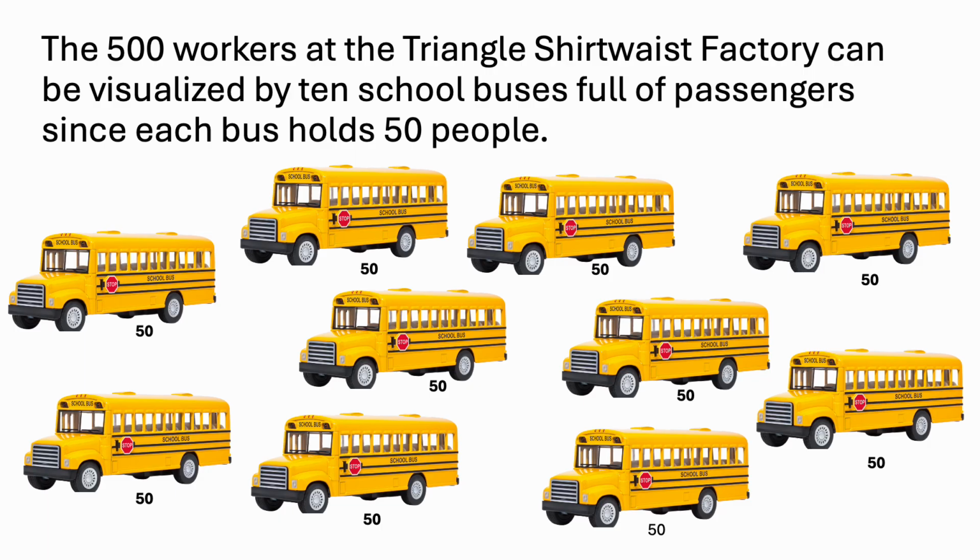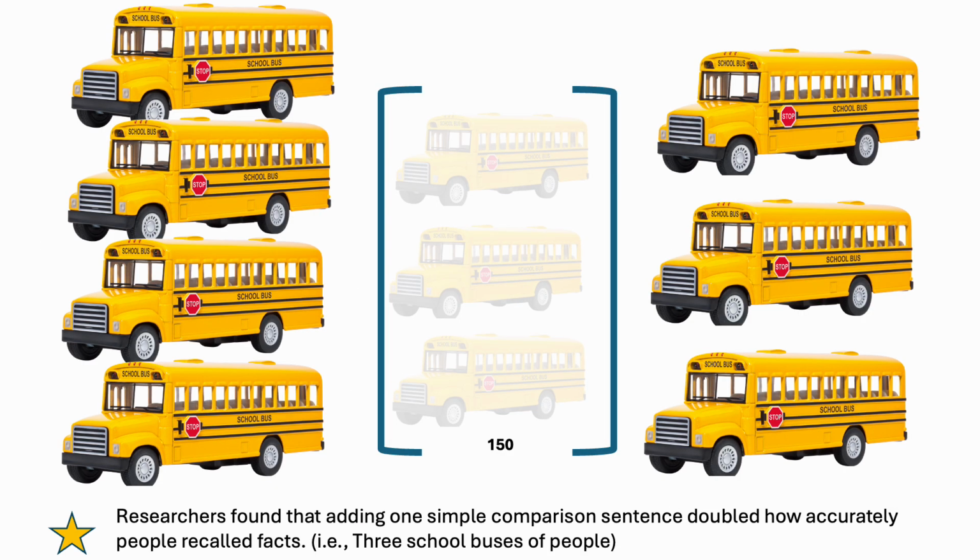Let's take a look. 500 workers of the Triangle Shirtwaist Factory can be visualized by 10 school buses, right? So all the employees of the Triangle Shirtwaist Factory would be in these buses, since each one holds 50 people. Now imagine that 3 of those buses disappeared, crashed, something terrible happened. That represents the number of women who died during that tragic fire.